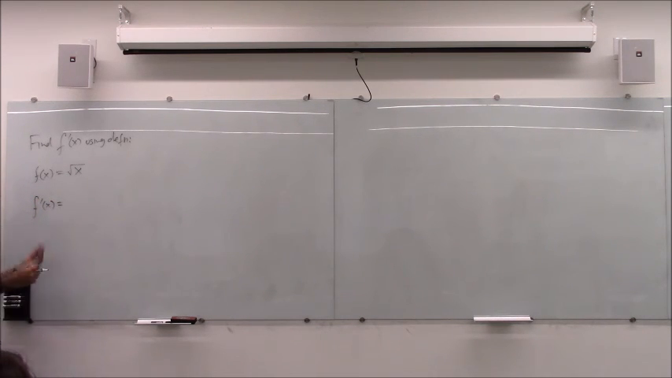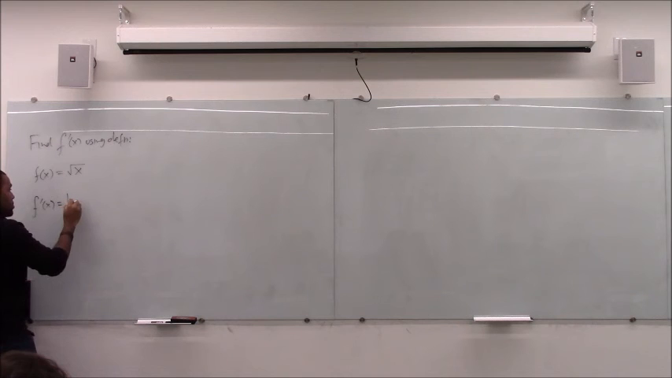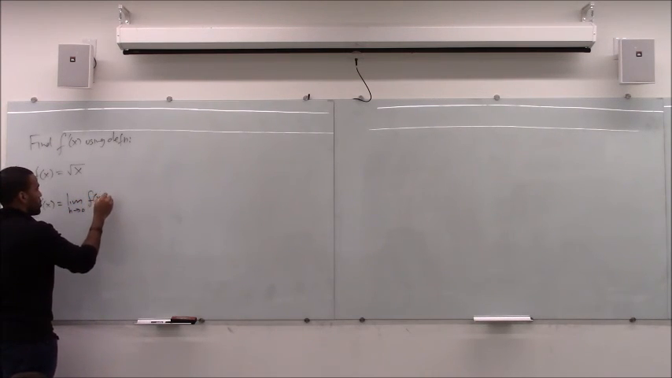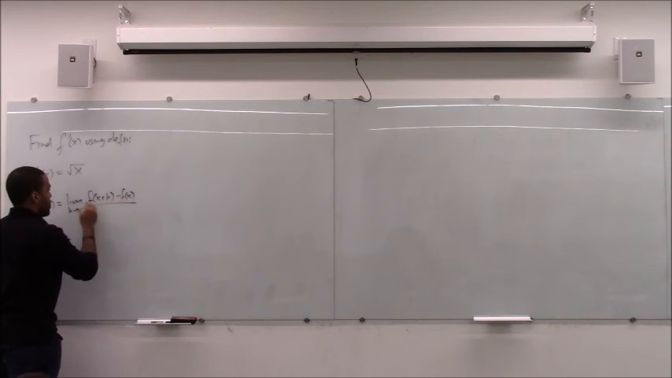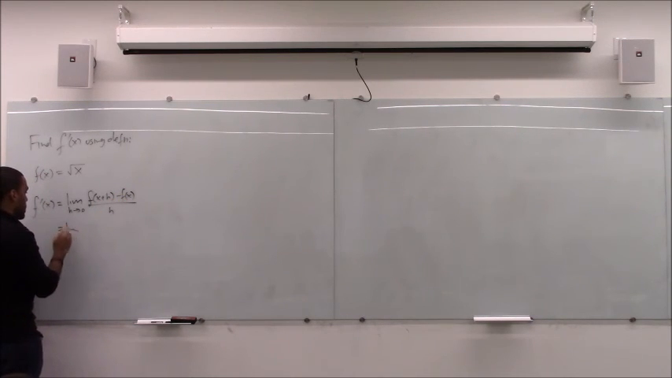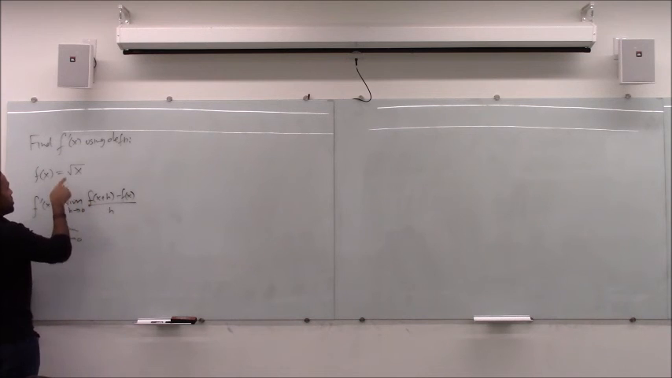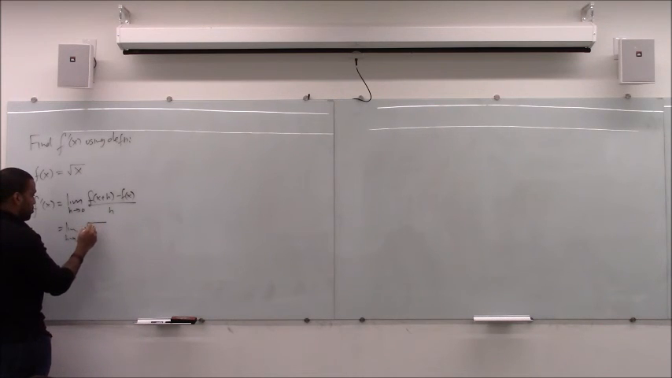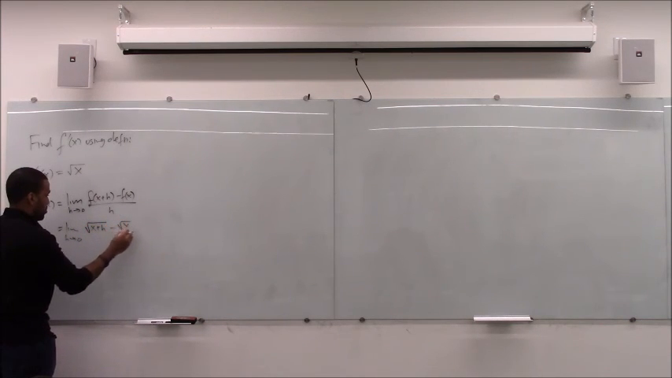So, what is the definition of f prime? How do you define that? Laura? The limit as h approaches 0 of f of x plus h minus f of x over h. Right. And applying that here, what is f of x plus h? Radical x plus h minus radical x over h.